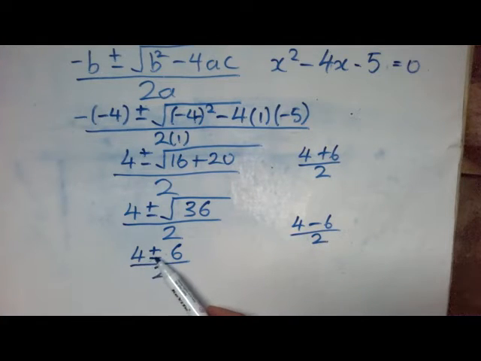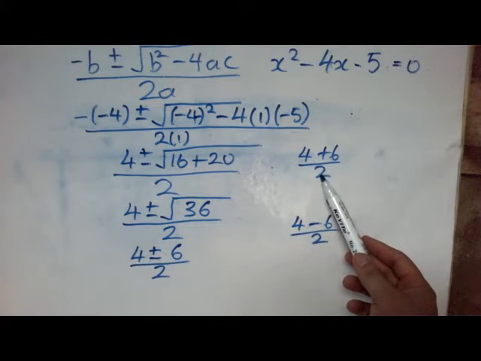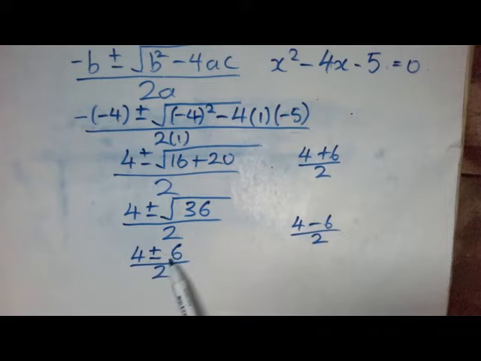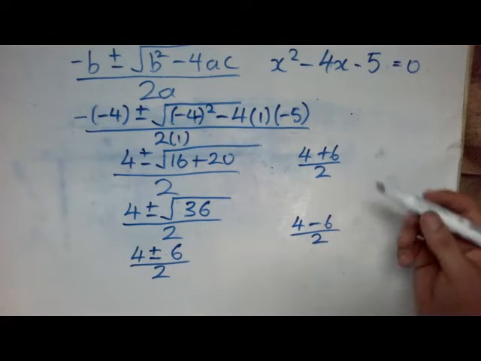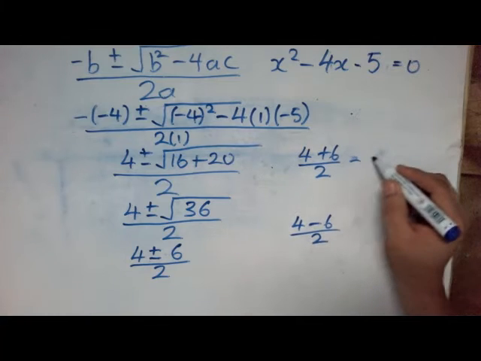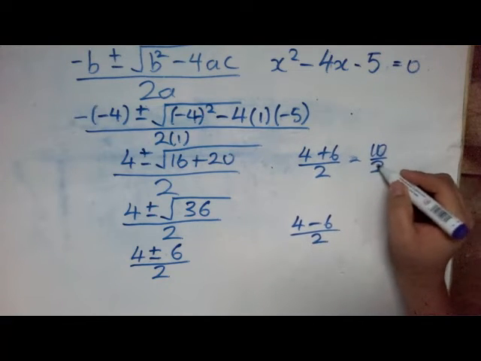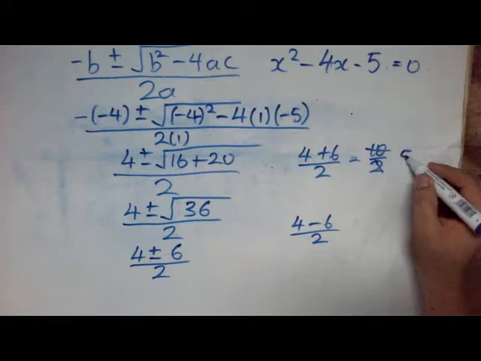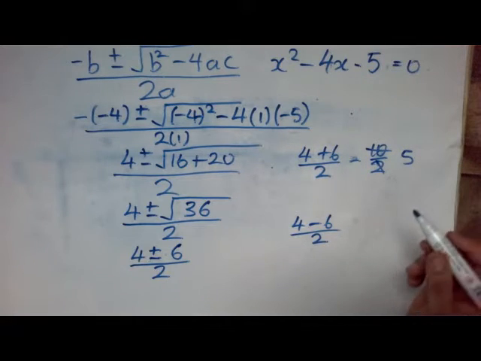So when we take the first one, which is plus, we have 4 plus 6 over 2. That is what we wrote out there. Then we have 4 minus 6 over 2. That is the second one. So when 4 plus 6, it will give us 10 over 2. 2 into 10 will give us 5. So our first answer is 5.